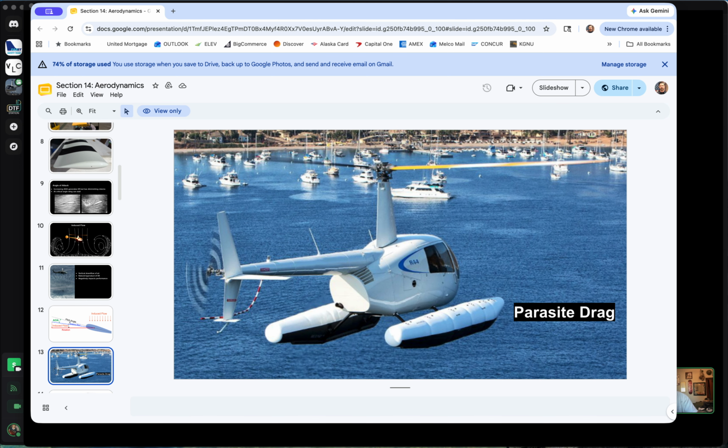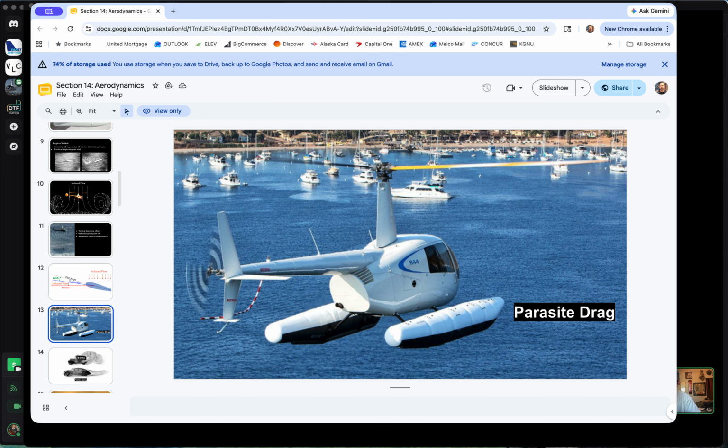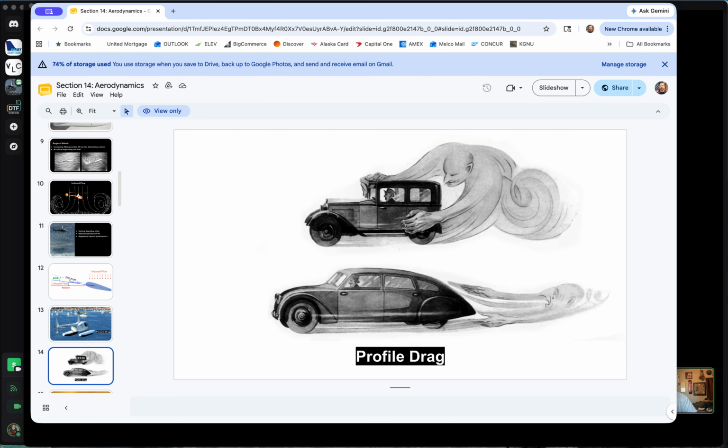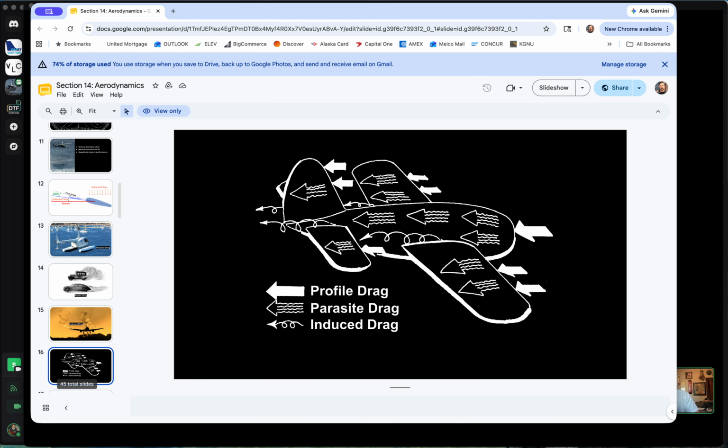Parasite drag. If that's not parasite drag, I don't know what is. I haven't flown one of those yet, but I have been flying over water, so it'd be fun to get into one of those. Profile drag is a really great example. Induced drag, sure. There's our drag issues in action.